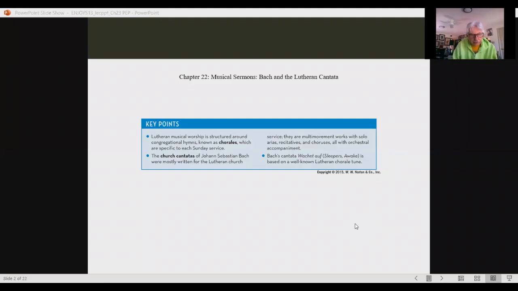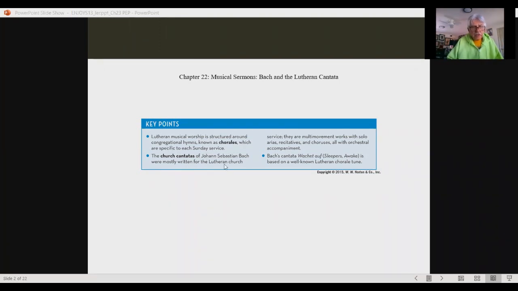And the key points here are that Lutheran musical worship is structured around congregational hymns known as chorales, which are specific to each Sunday service. A chorale is a harmonized piece of music that is not too difficult to sing, and it promotes everybody in the church singing it, not just the choir and not just professional singers.